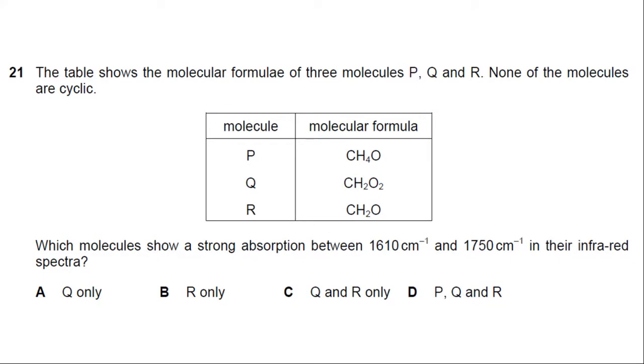Okay, so question number 21. The table shows the molecular formula of three molecules, P, Q, R. None of the molecules are cyclic, so that's something important, right? None of them are cyclic. Which molecules show a strong absorption between 1610 per centimeter and 1750 per centimeter in the infrared spectra?